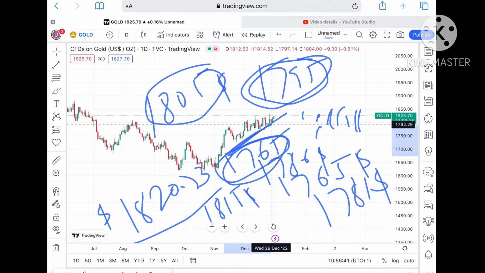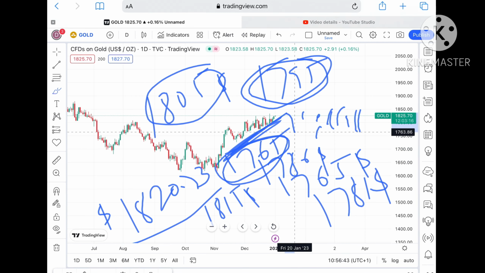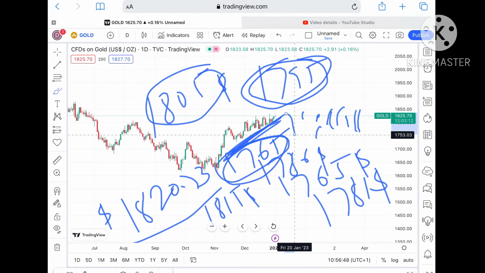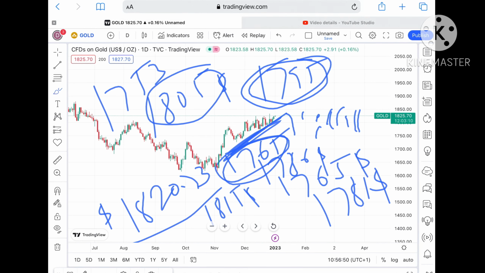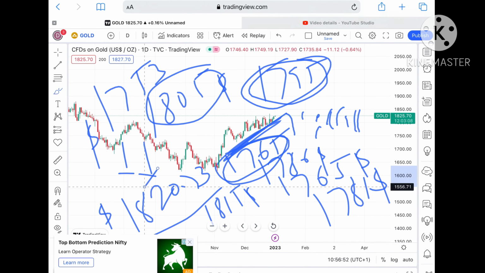Because this is the trend line, once it breaks, it can fall further down, and a probability of touching $1758 is there, and from there we can see a level of 1753, and then further low if the price doesn't sustain.